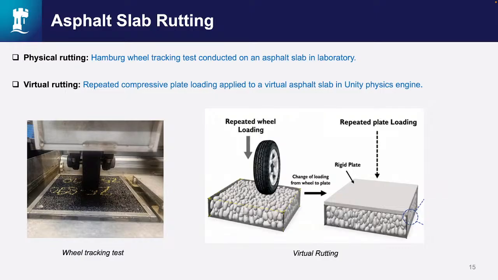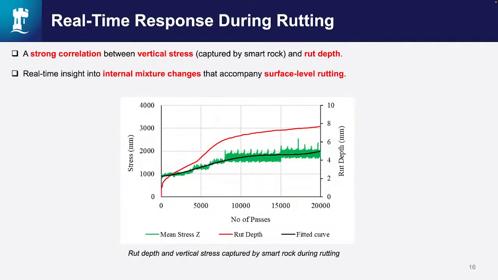Yeah, so now we can simulate that using a virtual model. So we have a Hamburg wheel tracking test. This is how a wheel tracking test generally runs. Now we can simulate that in a virtual model, and that's how this study is proceeding at the moment. And then we're trying to improve our model, use different gradations, different types of binder, different testing conditions, and we're trying to simulate all of that in a virtual environment.